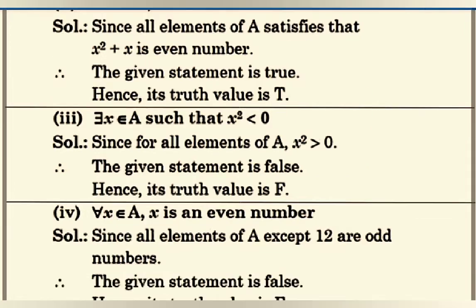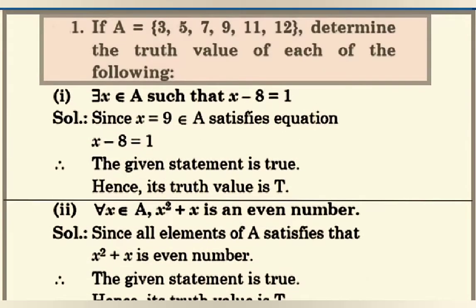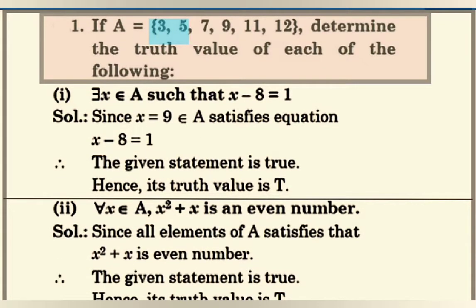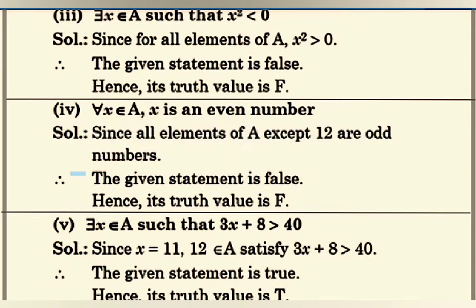Fourth, for all x belongs to A, x is an even number. For all means every number in the given set A is an even number. See again here, 3 is an odd number, 5 is an odd number, 7 is an odd number, 9, 11 are odd numbers. Here only 12 is an even number, which means the given statement is false, and hence its truth value is false.